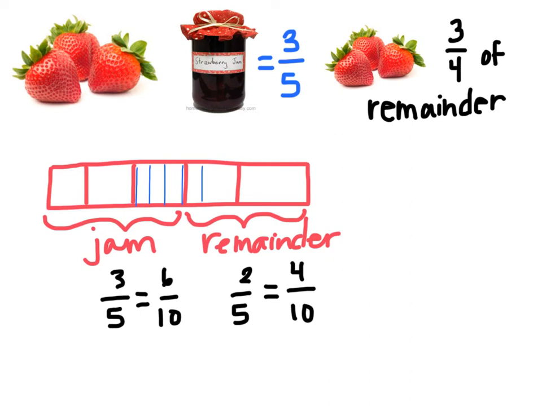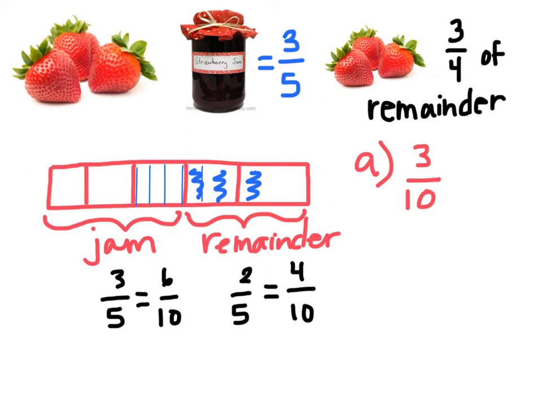All right, back to the problem. Janice gave 3/4 of the remainder to her neighbor. So she gave her neighbor 1, 2, 3 of those 4 remaining units of berries. Referring back to our question, part A asked us, what fraction of the strawberries does Janice give to her neighbor? Well, we can answer that now. Janice gave 3 of 10 equal parts to her neighbor. So her neighbor received 3/10 of the strawberries.